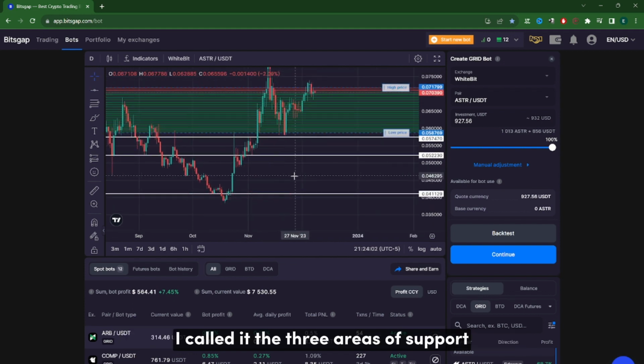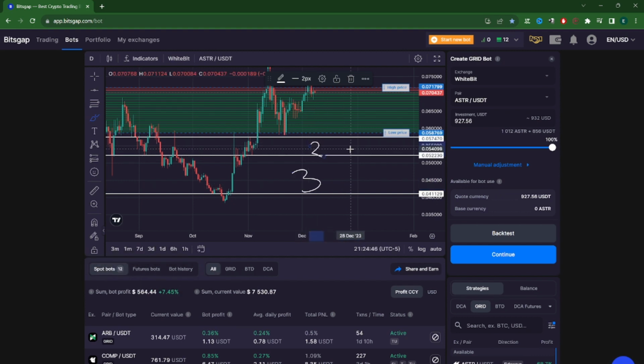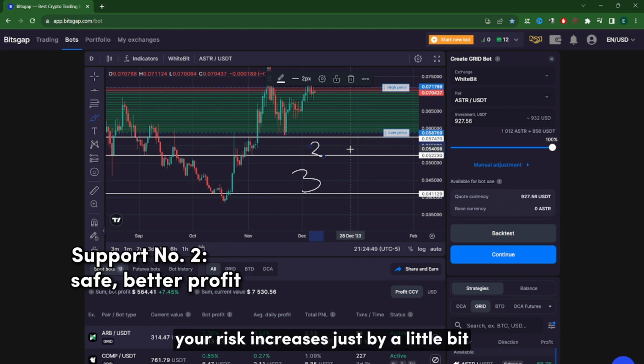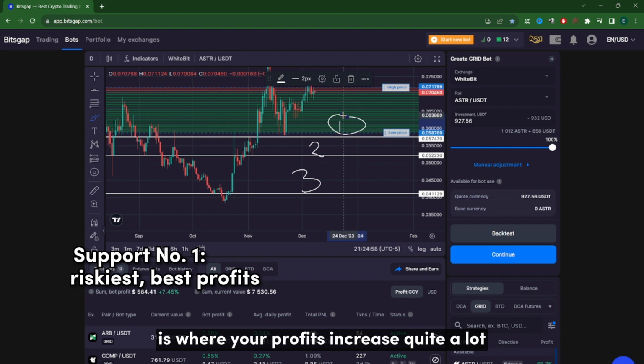I call them the 3 areas of support, and depending on which one you want to go for, you will either increase your profits or minimize risk. You cannot do both at the same time. If you want to go for support number 3, you're gonna have a lot more security and your risk is gonna minimize a lot, but your profits are also going to go lower. If you choose support number 2, your risk increases just by a little bit, but your profits also increase. And if you choose support number 1, your profits increase quite a lot, but your risk also increases.